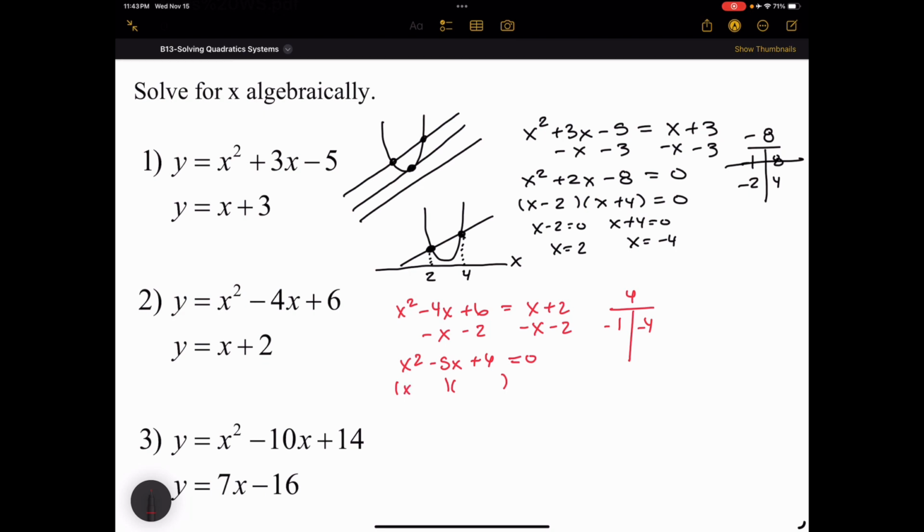So the factors are going to be x minus 1, x minus 4 equals 0. Again, we can set them equal to 0, and we'll see that x is going to be equal to 1, and x is going to be equal to 4. So the situation we have is similar to number 1, where the parabola and the line intersect at exactly 2 spots, 1 and 4.